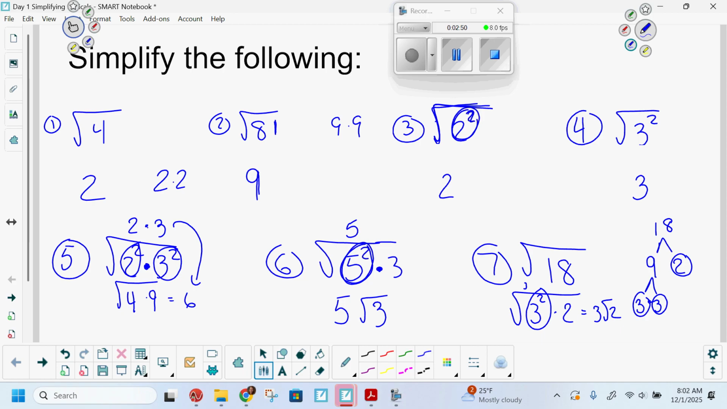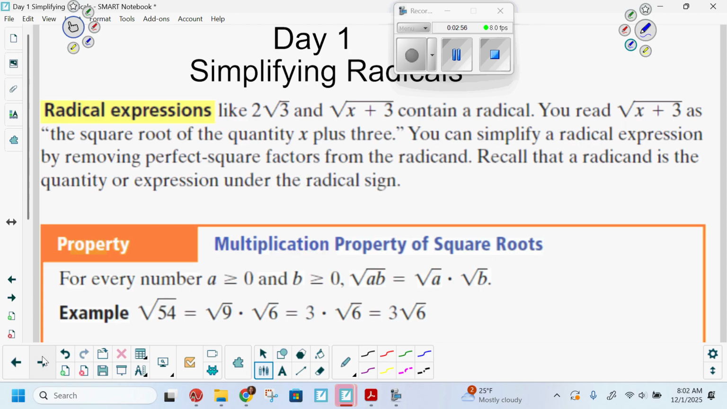And that's the majority of what this unit is about, simplifying these radicals. All right, so as I just said, this new unit is all about simplifying radicals and working with radicals. So here we have a little bit of notes to read. Our first day is just simplifying them.